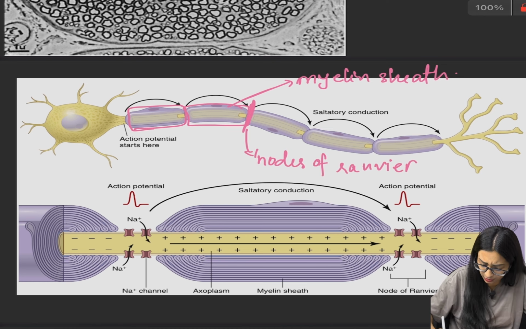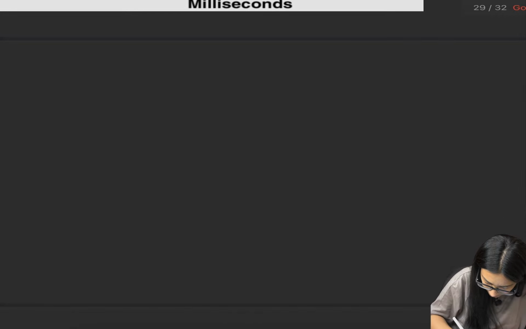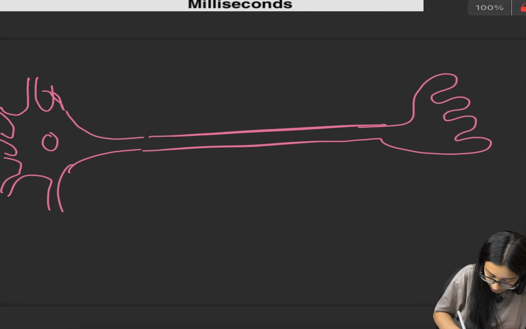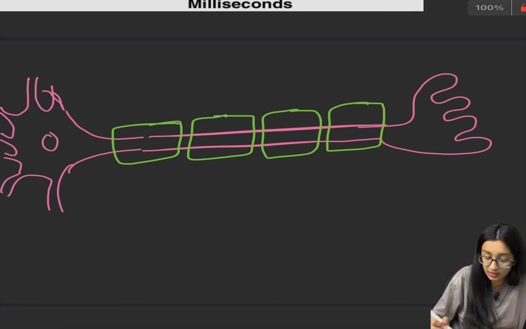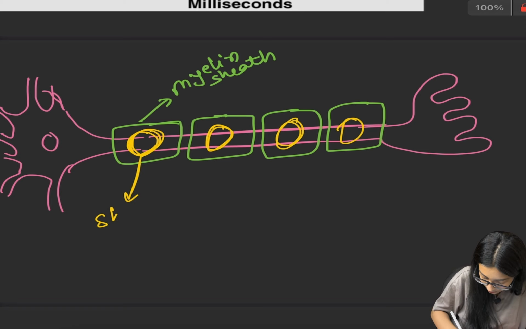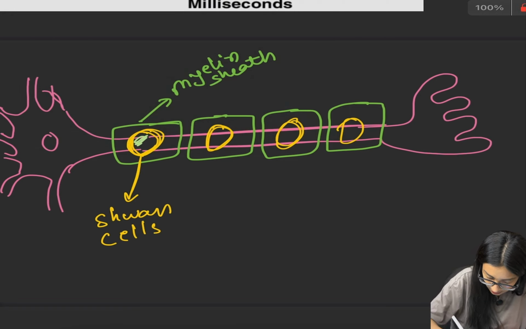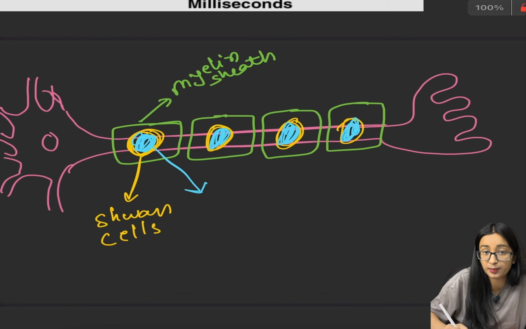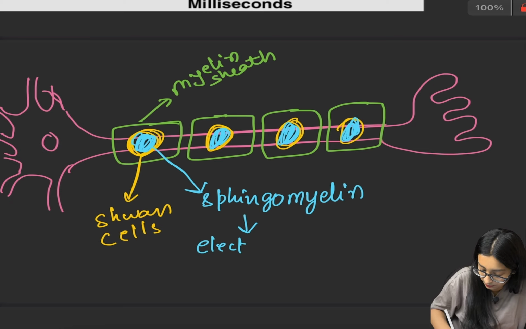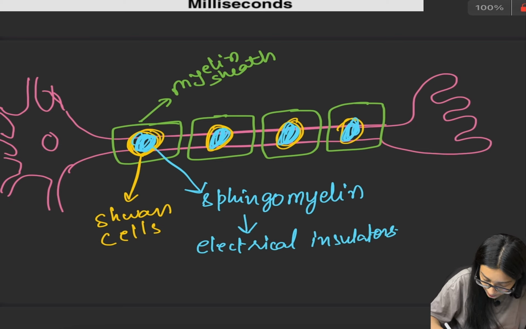Now let's make a new diagram. Here is the axon and here is the cell body. Now over here will be the myelin sheath, and inside will be the presence of Schwann cells, and again inside there is the presence of sphingomyelin. These are good electrical insulators. And over here there is a space. This space is called the nodes of Ranvier.